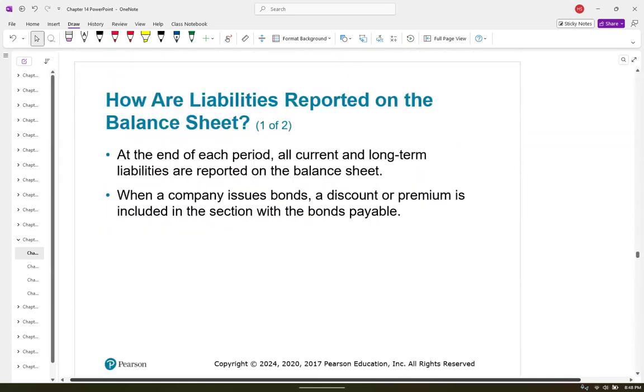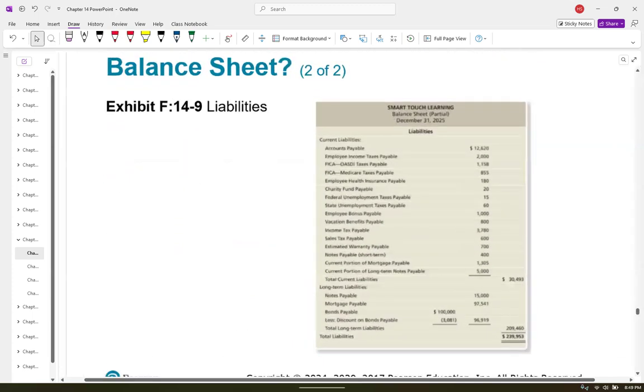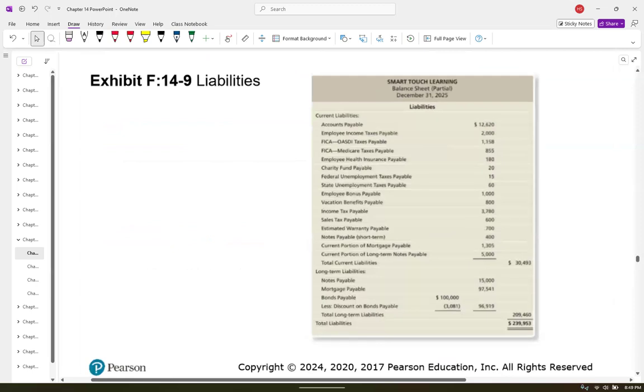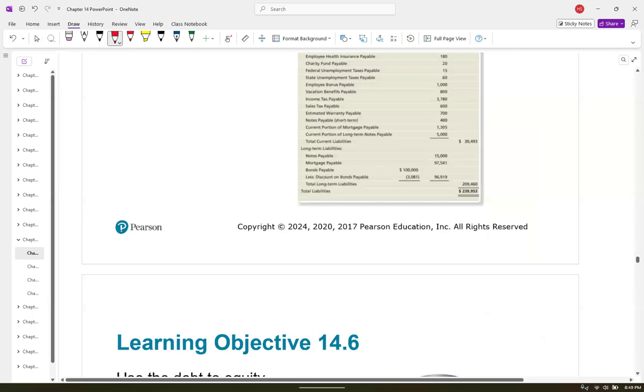We're almost done. So we're going to just look at how these liabilities are reported. And you can see these bonds payable right down there. That's the one we've been working with. It's got the face in the bonds payable, then the discount gives it a book value of 96,919. That's how they present it on the balance sheet. Sometimes they may say bonds payable, net, instead of another line.